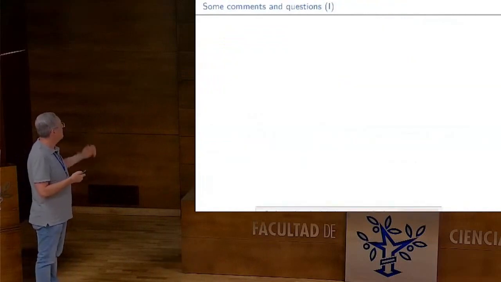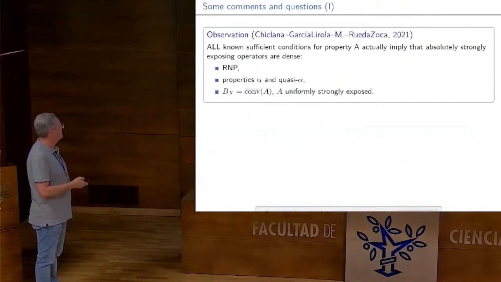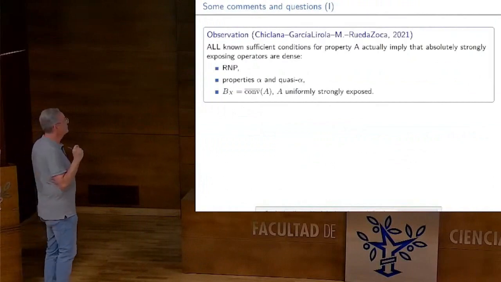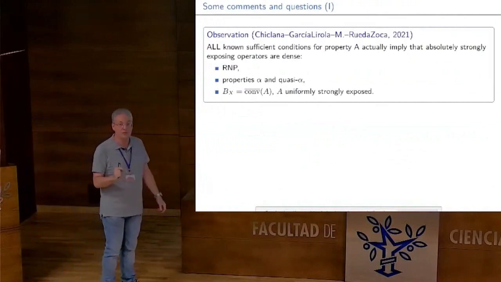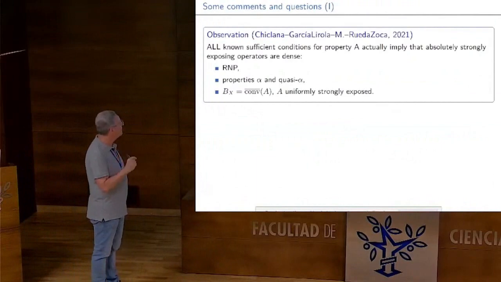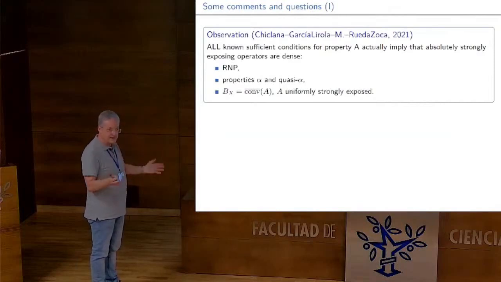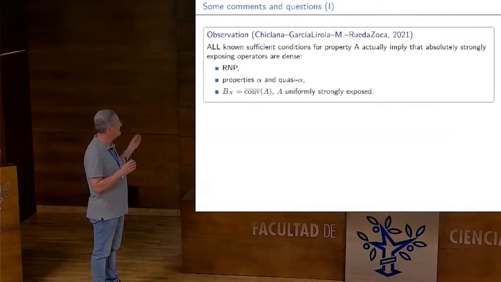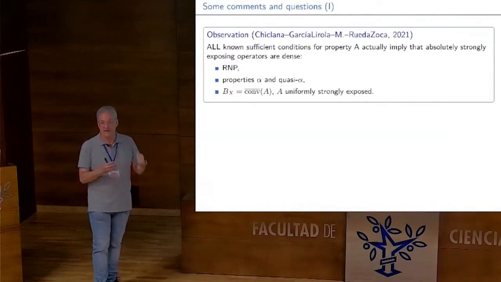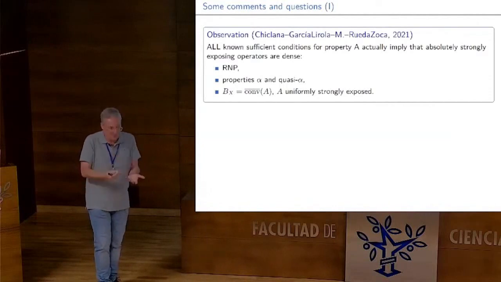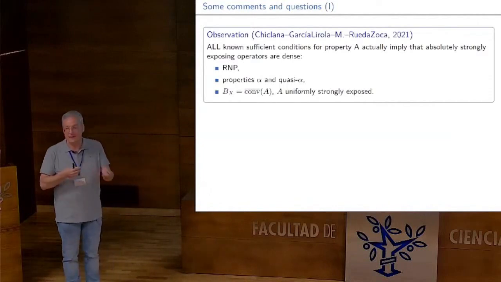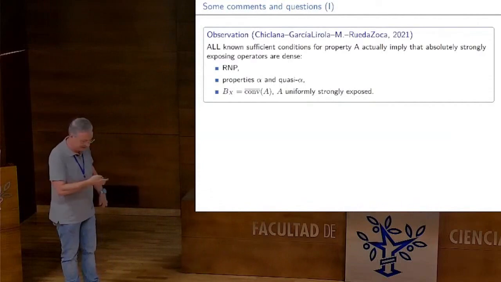Okay, so some comments and questions. First observation: all known sufficient conditions for property A, not only the RNP, actually imply that absolutely strongly exposing operators are dense. So the RNP, property alpha, and quasi-alpha that I didn't introduce, that the unit ball is the closed convex hull of a set of uniformly strongly exposed points. The points of phi are strongly exposed uniformly. So if you have a definition by epsilon delta, it's the same epsilon delta. This is nothing more.